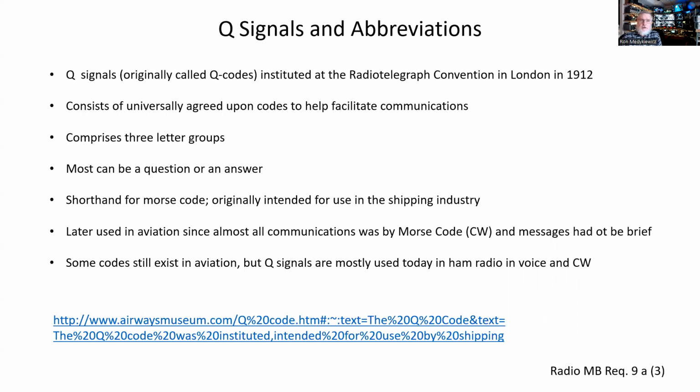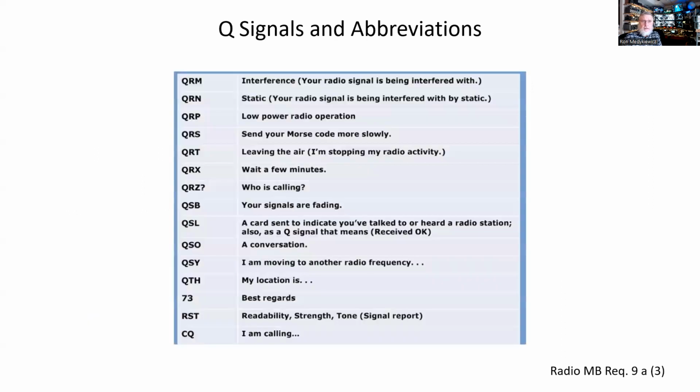And they can either be a question or an answer. They became the shorthand for Morse code. It really shortened up some of the communications, and it was also intended for use in the shipping industry. And then, of course, as I mentioned, later in aviation, since all communications was by Morse code, they made the messages very brief. Some of these codes still exist in aviation, but Q signals today are used mostly in ham radio, in voice and Morse code. There's an interesting link at the bottom that gives you some of the history of Q signals that you may want to take a look at.